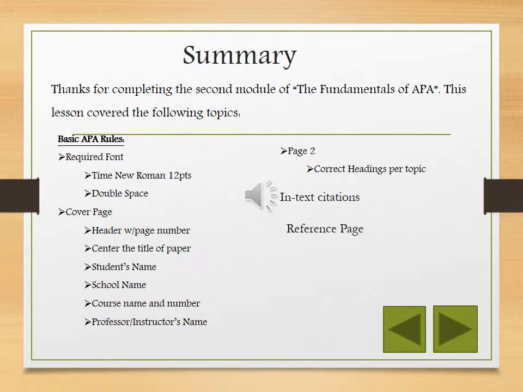Great job with answering those questions. Thank you very much. Now let's take a few moments to summarize what we've covered in this module. We first talked about the basic APA rules, the required font. We talked about the elements that are required on the cover page. We talked about how to move forward starting with page 2 in reference to using the correct headings. We talked about in-text citations, and we touched a little on the reference page. So I just wanted to summarize what we've covered in Module 2.